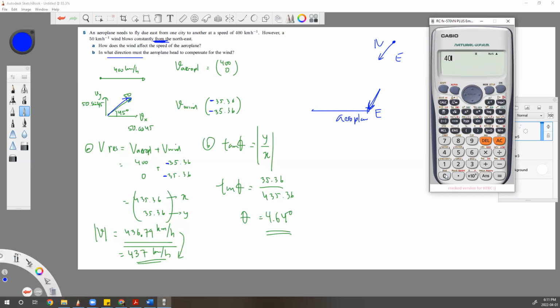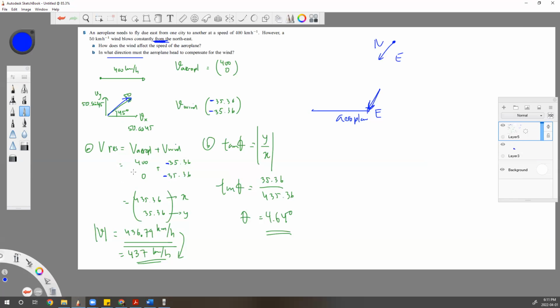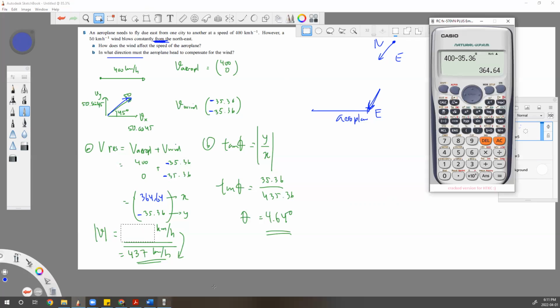400 minus 35.36. You can ask your teacher in this case. The answer is 364.64. Write down 364.64 here, and this will be negative 35.36. If you find the speed, you can find the answer of 600 something. So square plus 35.36 square, because a negative being squared will be equal, and then you do the square root. The answer is supposed to be 366.5.